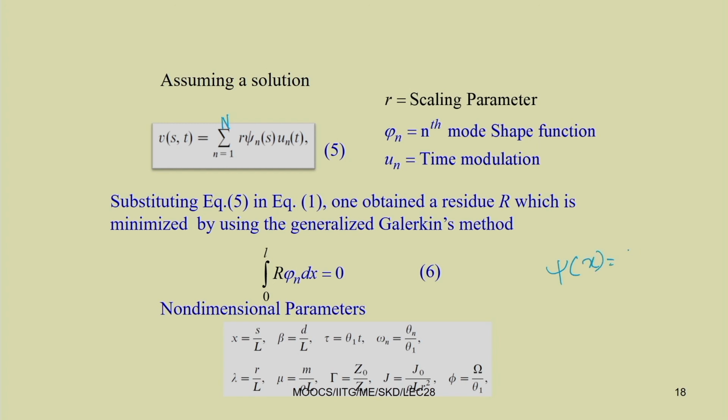psi n equal to C n sin(n pi x by L), where x by L is s by L. Here the mode shapes are in the form of a sine curve. For example, for the first mode, it will look like part of a sine curve. Then for n equal to 2, you can have one node here. For n equal to 3, 2 nodes may be formed. These are nothing but sin n pi x.